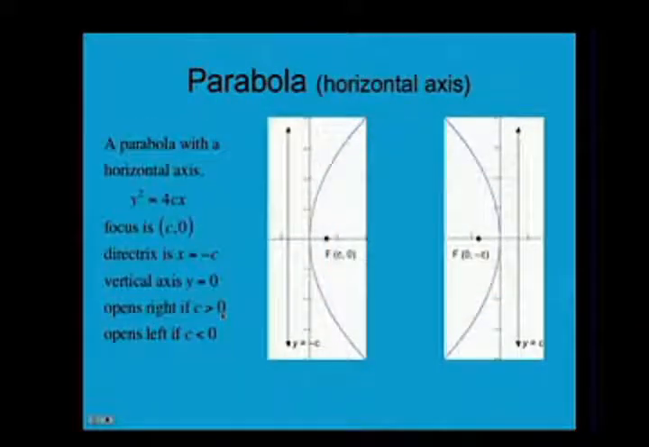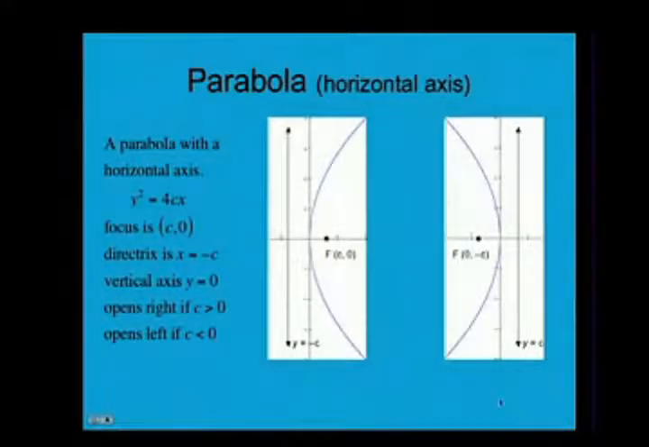Let's look at a parabola with a horizontal axis. In this case, the equation is y squared equals 4cx. The focus would be (c, 0), and the directrix would be x is equal to negative c. It has a horizontal axis of y equals 0, and it will open to the right if c is positive, which is this graph here, and it opens to the left when c is negative.